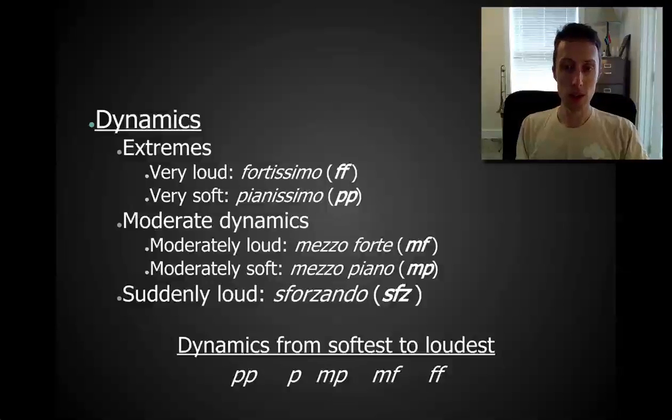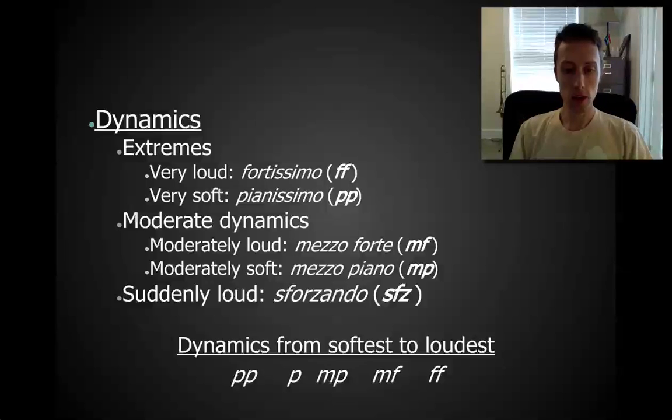And the reason that we have these symbols is so that when composers and arrangers write these on a piece of sheet music, they don't have to write out all the letters, mezzo forte or something. They just write an MF, and that sort of condenses it nicely for the musicians to understand. And then the last of the dynamics is sforzando, which is marked by an SFZ. That means suddenly loud. So that's a really sudden pop of loudness.